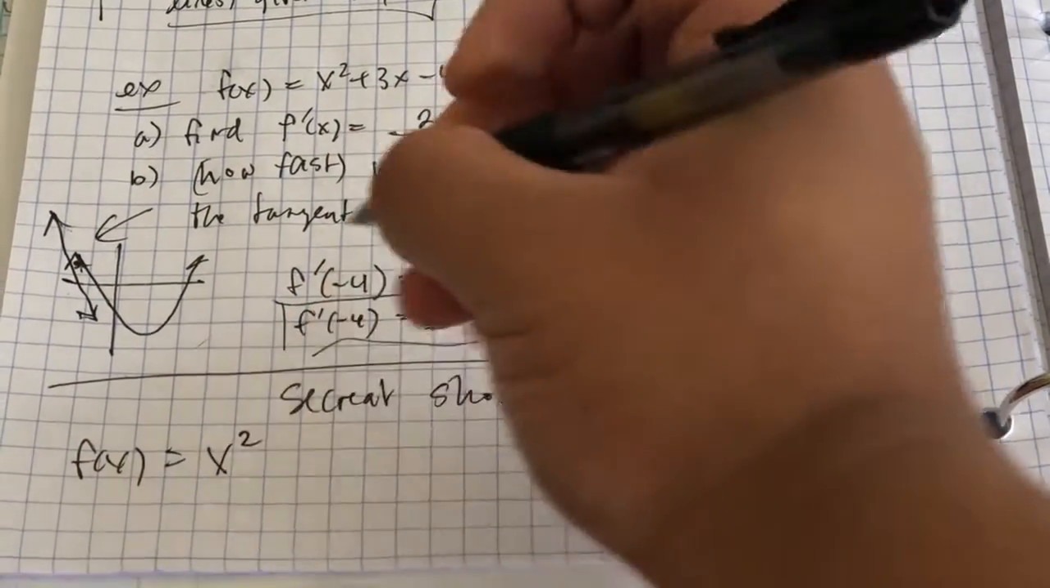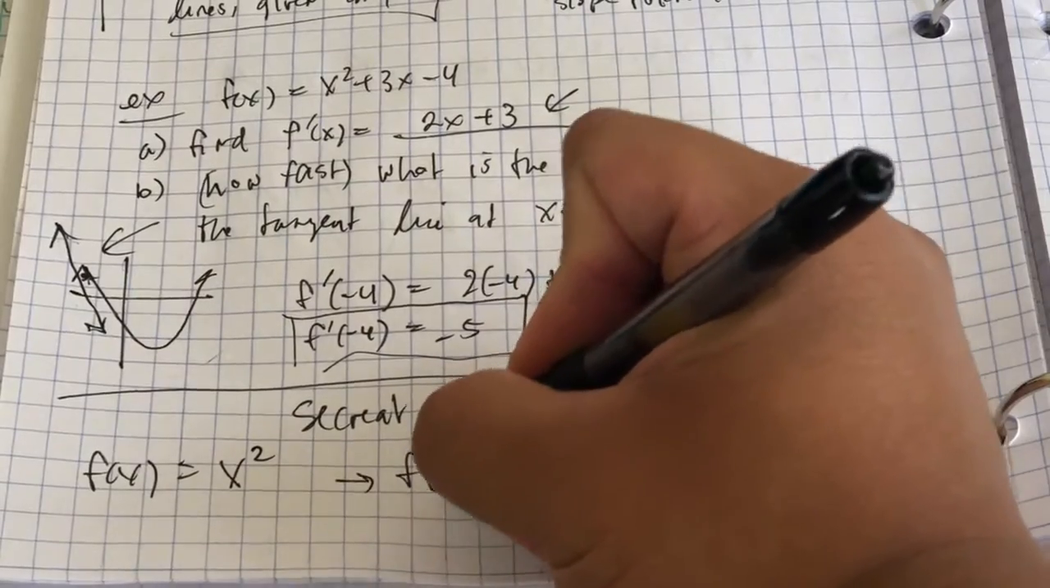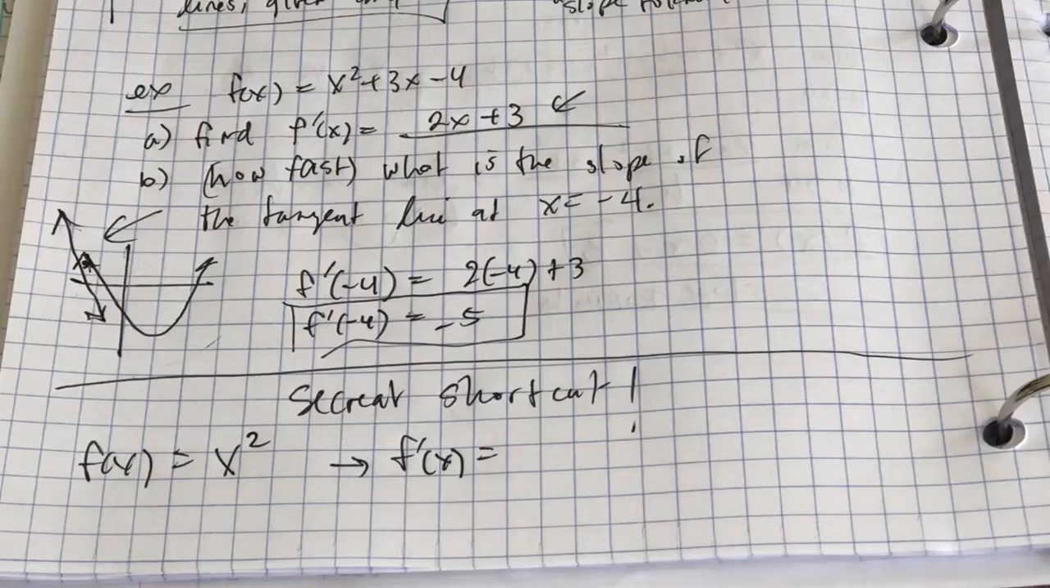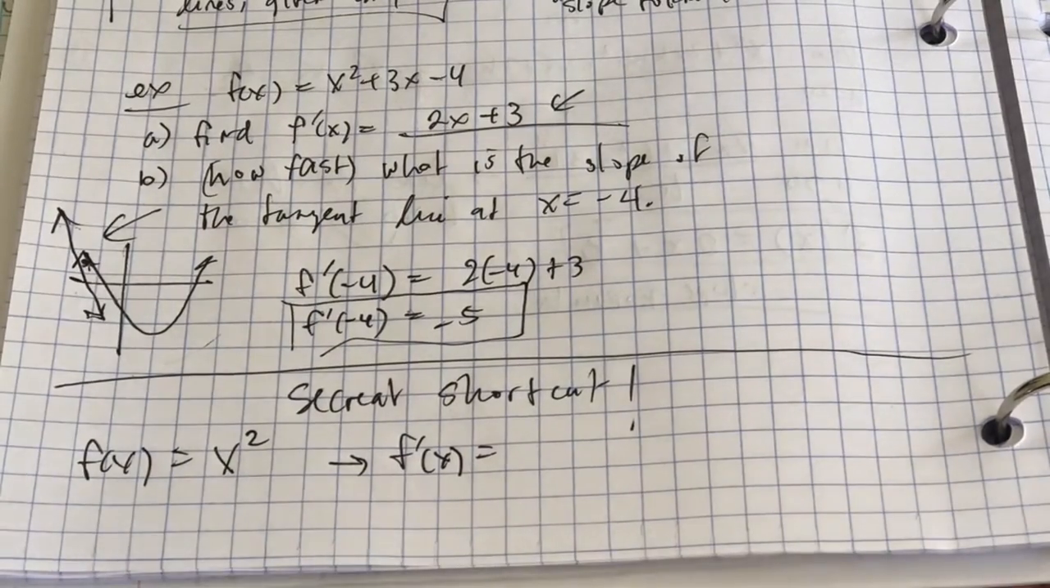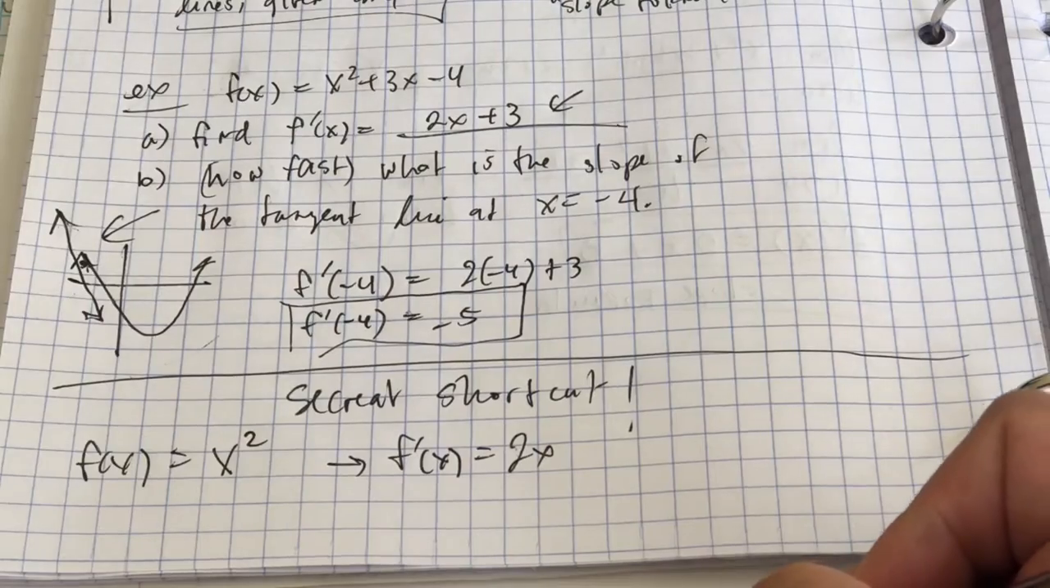Here's x squared. Its derivative. Again, I'm not going to tell you the shortcut. I want to see if you could figure out the shortcut. Its derivative is 2x. Okay.